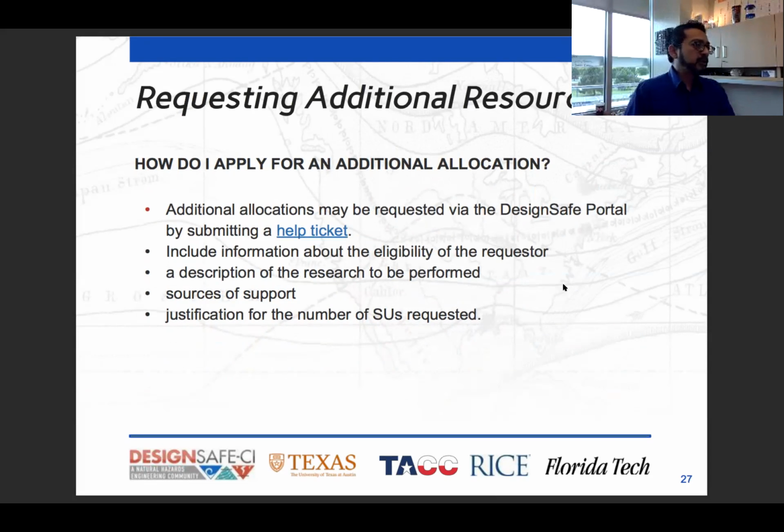So how do you apply? The best way to apply for the DesignSafe additional allocation is through a help ticket. TACC has a portal where you can request an allocation, but a special allocation process has been created for DesignSafe users, so it is best that you take advantage of that DesignSafe access. You can fill out a help ticket. You'll need to include information about your eligibility, a description of the research you want to perform, sources of financial support, and a justification for how many SUs you've requested.